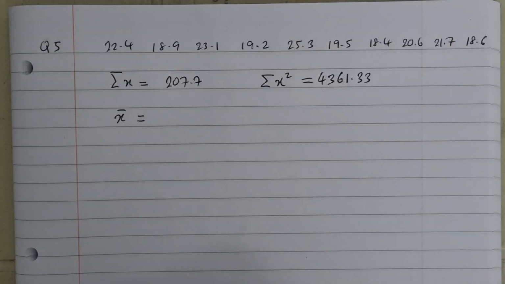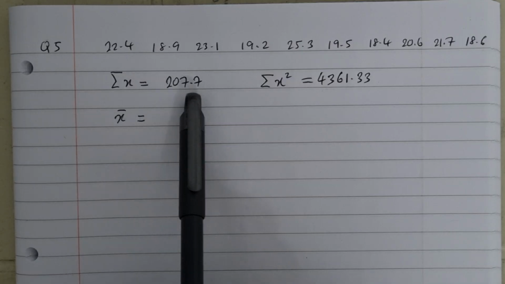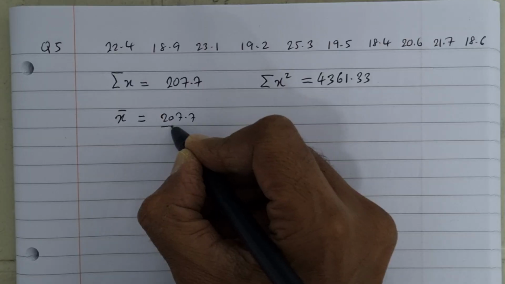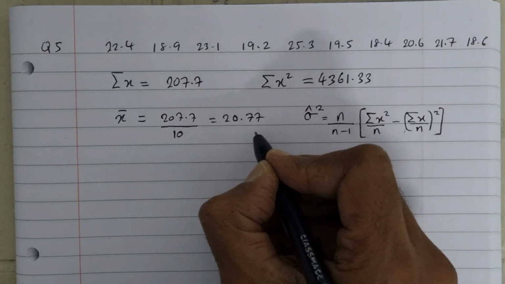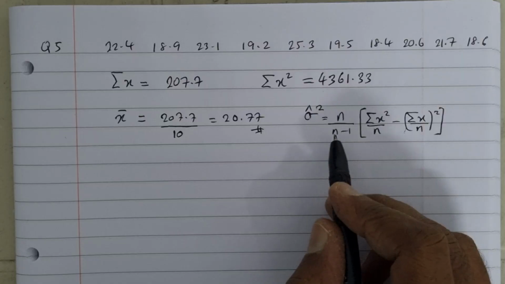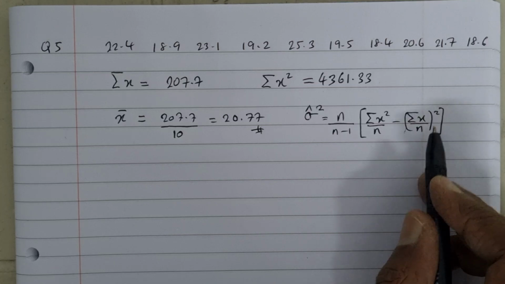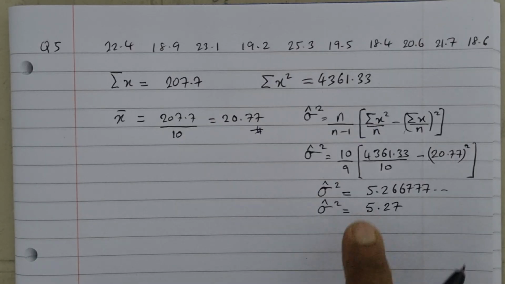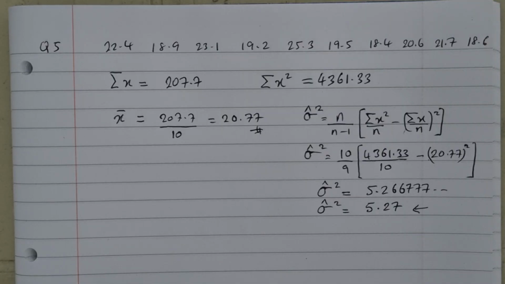So for the sample mean, what we basically do is add all the values here. We get the summation of x, which is 207.7, and that's going to be divided by the sample size. And so we get 20.77 as an answer. And then for the unbiased estimate of the variance, we use this formula here, which is n over n minus 1 times summation of x squared over n minus summation of x over n, all squared. That's basically the mean squared over here, which comes to 5.27 as the unbiased estimate of the variance.